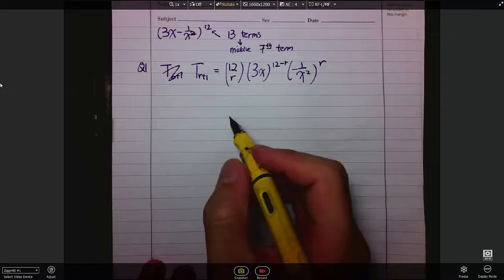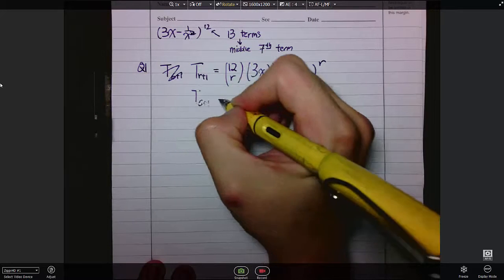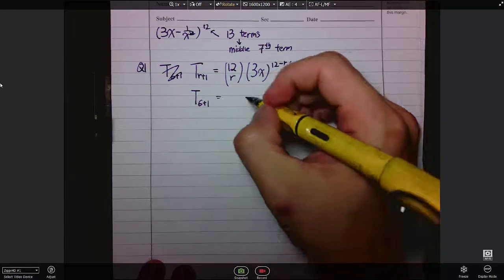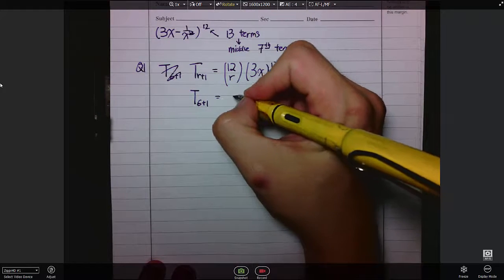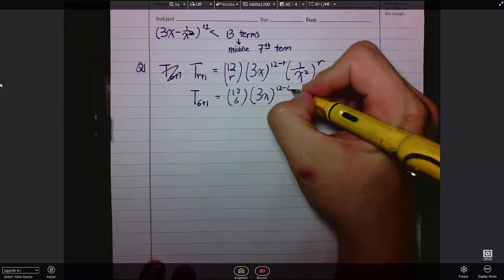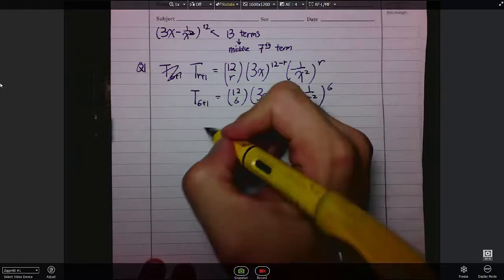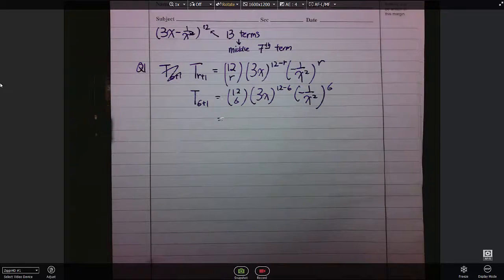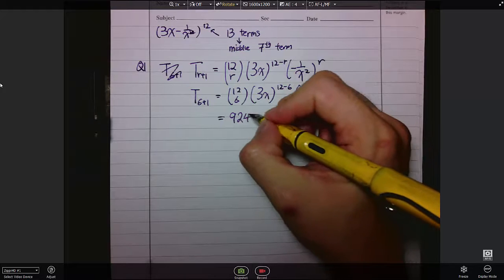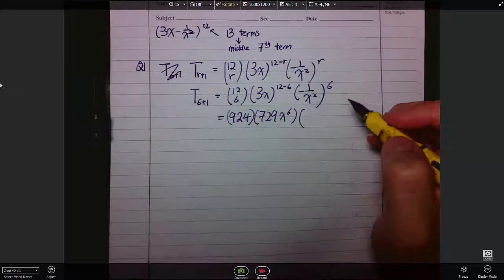For the 7th term, I have to rewrite it as t subscript 6 plus 1. So in short, my r value is equal to 6. So what I write here is 12 choose 6, 3x to the power of 12 minus 6, negative 1 over x squared to the power of 6. Then if you simplify everything, this gives me 924 times 729 x to the power of 6. Here's where many of you made the error.